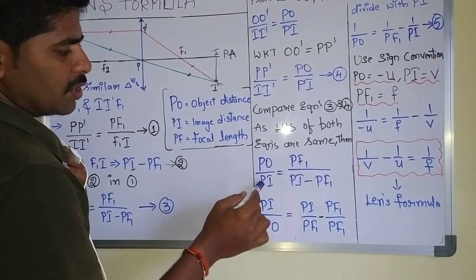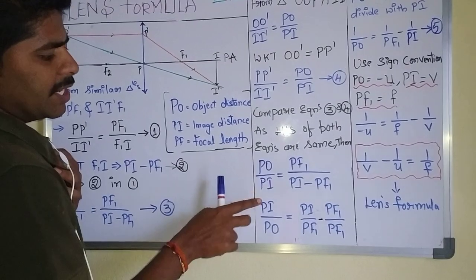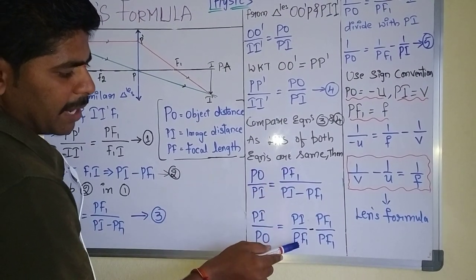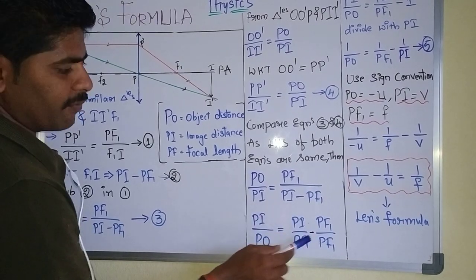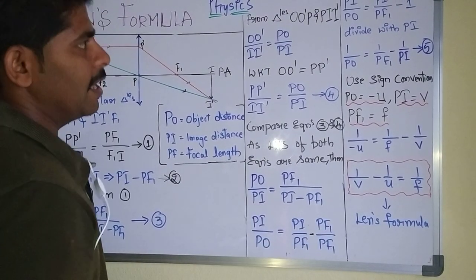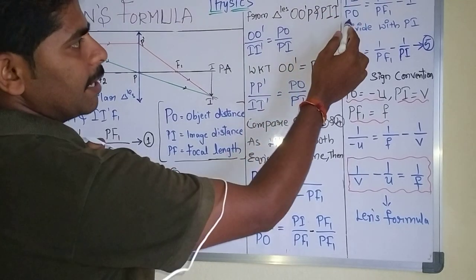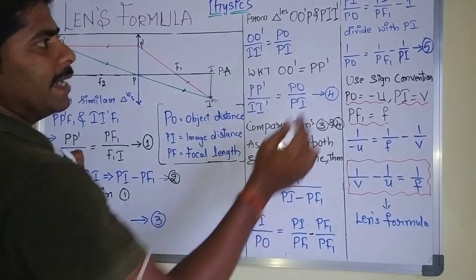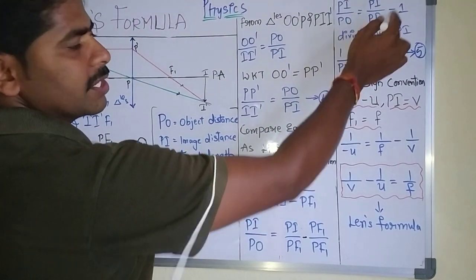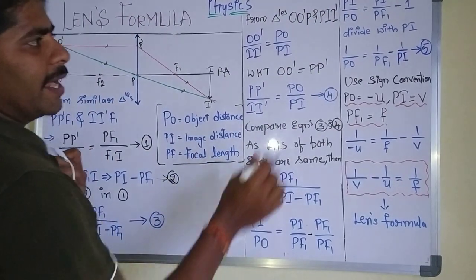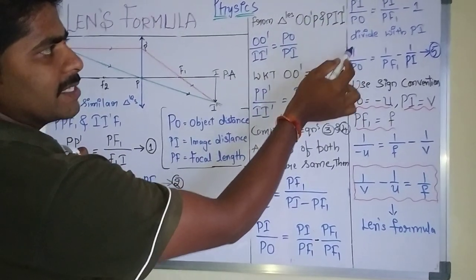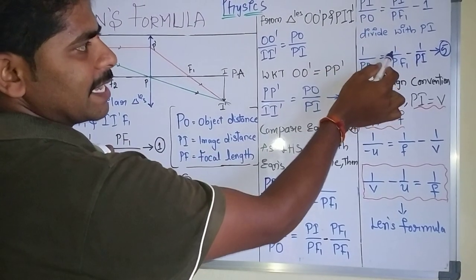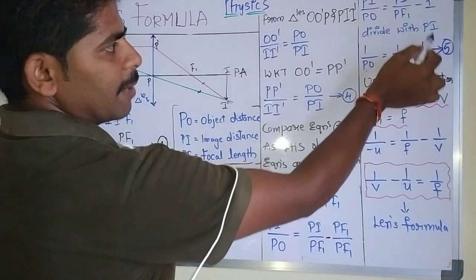Taking the reciprocal, PI by PO is equal to PI by PF1 minus PF1 by PF1. PF1 by PF1 gets cancelled and you will be left with PI by PO is equal to PI by PF1 minus 1. Now divide this equation by PI. PI cancels, and you will be left with 1 by PO is equal to 1 by PF1 minus 1 by PI.